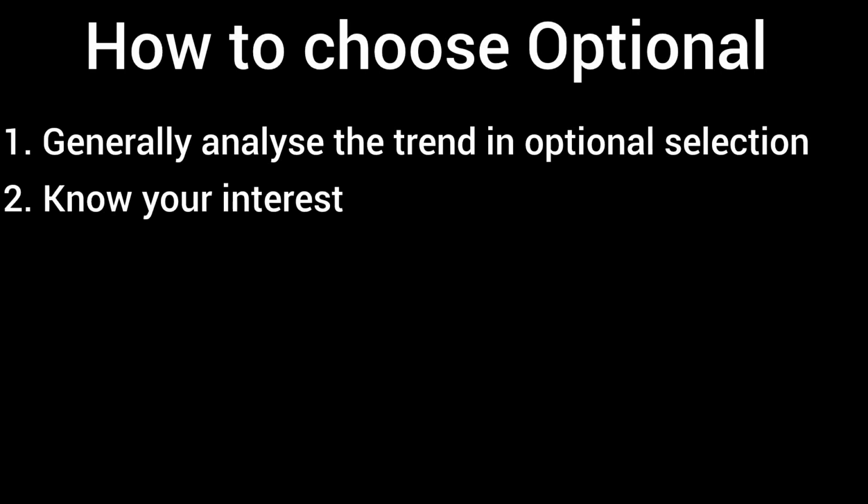After understanding the trend, we have to know our interest, like what are the subjects we are interested in. When I was ready to choose an optional, I took 5 subjects that I had interest in, and out of those 5 subjects I chose one. For that, I started understanding the basics of all the subjects. When I started reading, in whichever subject I felt bored, whichever subject I had a lack of interest in, I left that, and I took the one optional that I had more interest in.